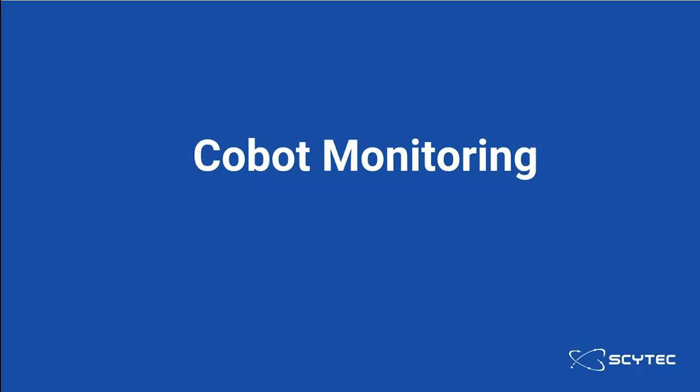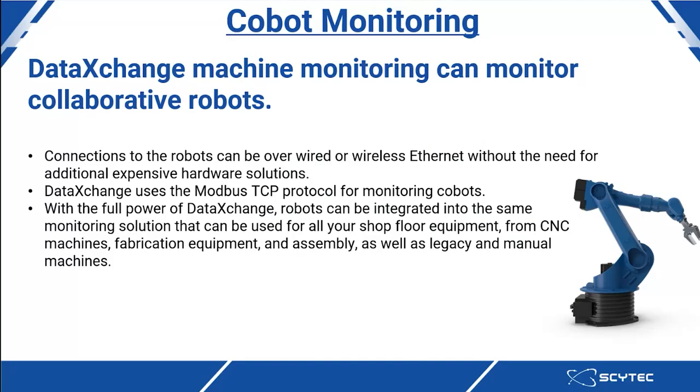Next up, we are going to be discussing cobot monitoring. In DataXchange, machine monitoring can monitor collaborative robots as well as CNC machines and fabrication equipment and equipment sensors and a host of other useful manufacturing equipment. So connections to robots can be had over wireless or wired Ethernet without the need for additional expensive hardware solutions. DataXchange uses the Modbus TCP protocol for monitoring cobots. If you're unfamiliar with Modbus TCP, it is a very old, probably 50 years, protocol that is used in manufacturing as well as tons of other IT-related instances.